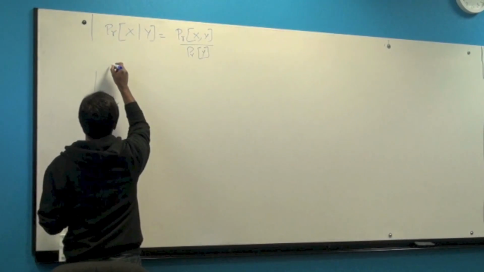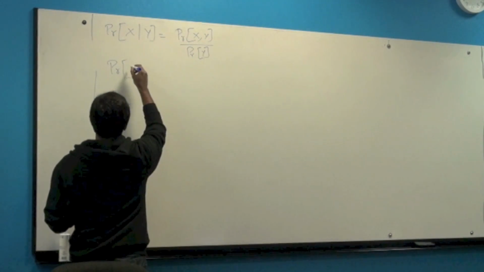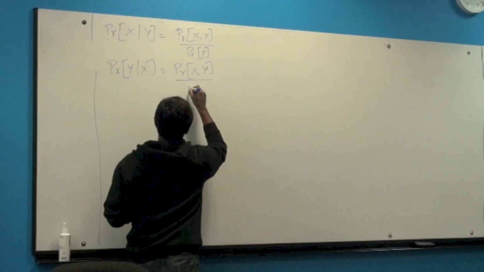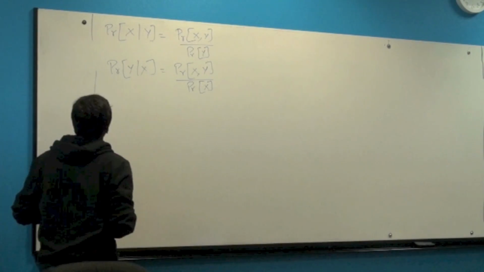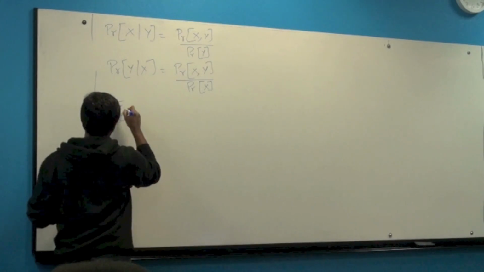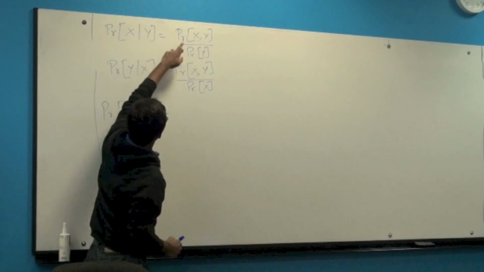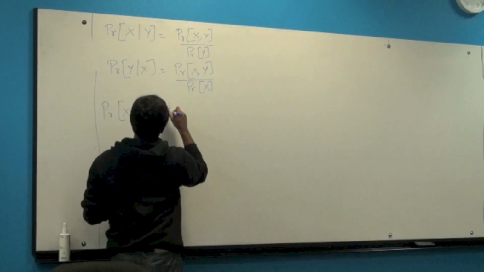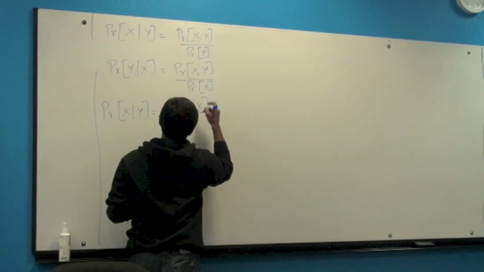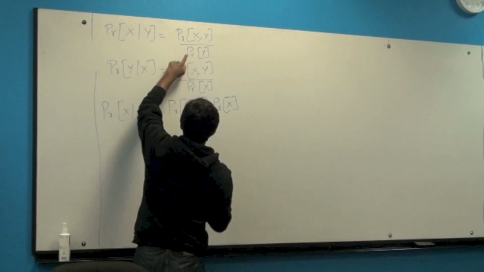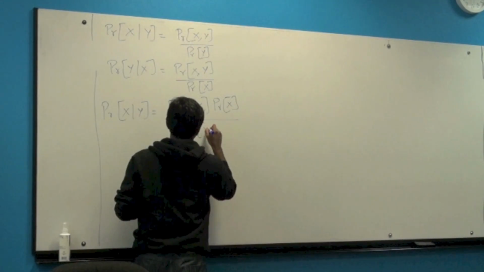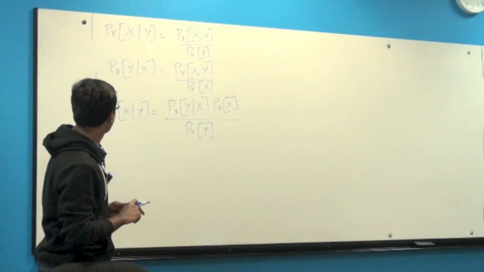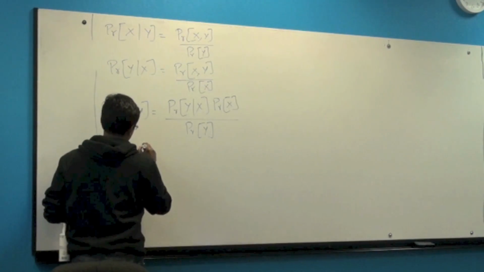We also did the probability of y comma x, which is basically equal to the probability of x comma y divided by the probability of x. And so you can put them together and you basically get the probability of x given y is the joint probability, but you can use this expansion for the joint probability. And you basically get the probability of y given x times the probability of x divided by the probability of y.